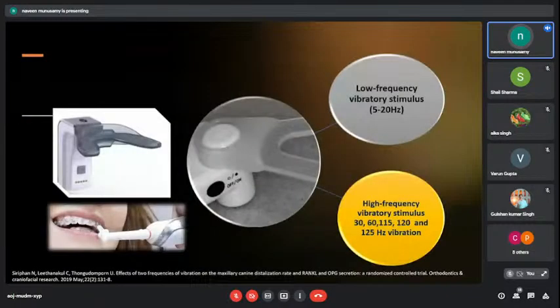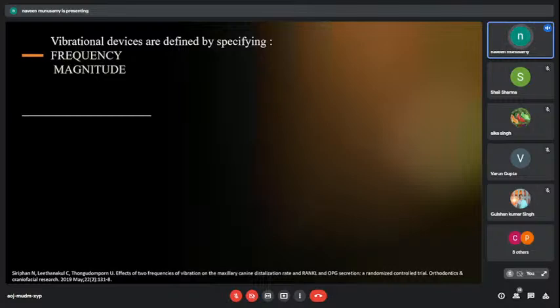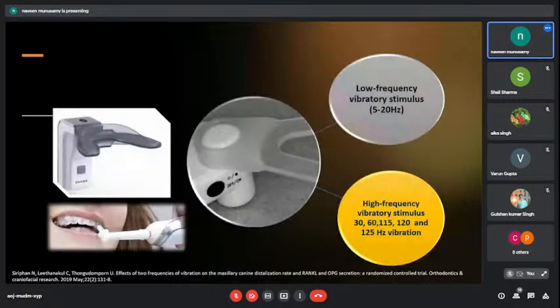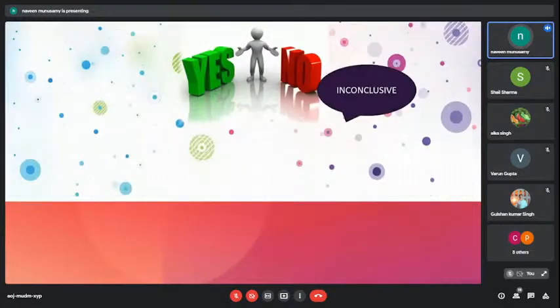Vibrational devices are defined by frequency and magnitude. Presently, there are a lot of devices available, and different researchers are using different models for this. Therefore, the same problem I was just referring to in microosteoperforation is present in the studies done on vibratory devices also. The literature again is inconclusive. You will find certain studies which say yes, there is an effect. Some studies say there is no effect of the vibration on tooth movement.